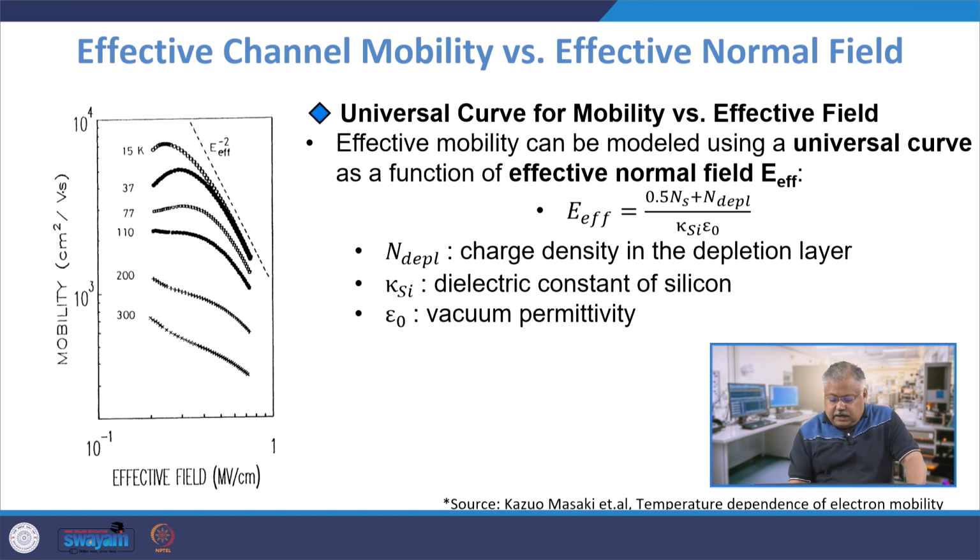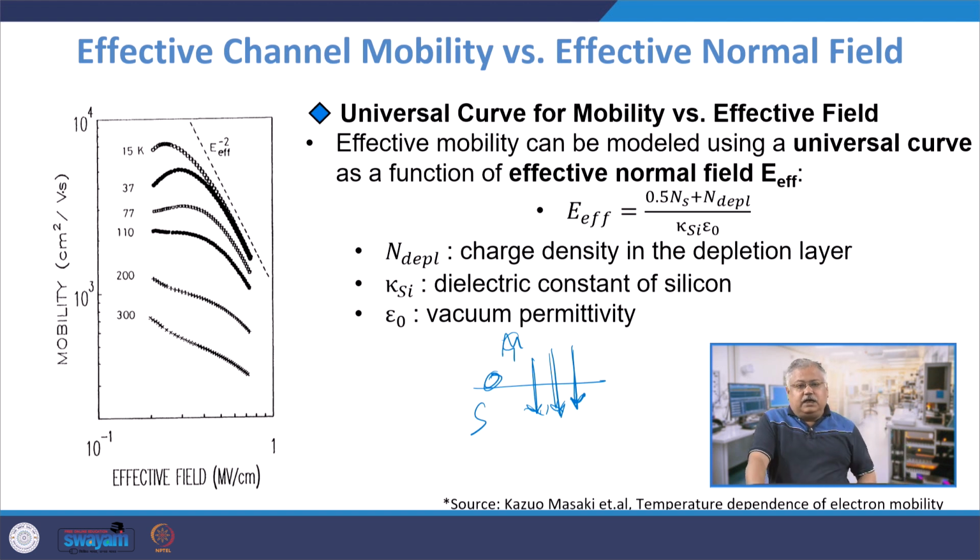Normal field is basically, I have a MOS device, the field is coming from the gate. This is the gate, this is oxide, this is metal, gate, oxide and S. So, the electric field, let us suppose, is in this direction. Then because of the transverse electric field, how does it influence my effective mobility? First understand it physically and then we will look at the numerical aspect which is shown here.